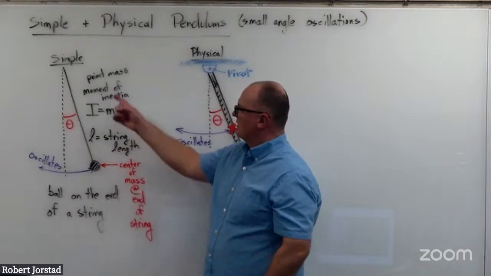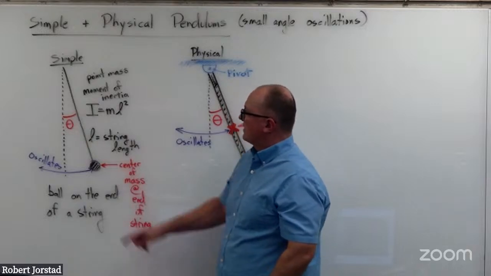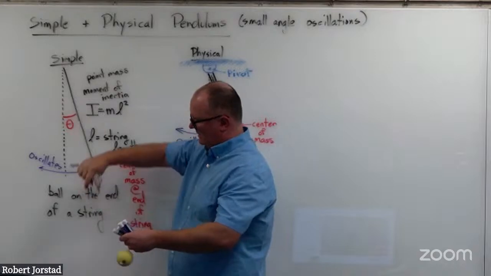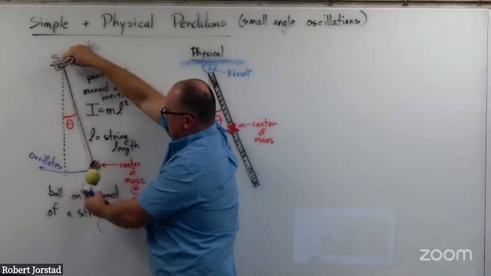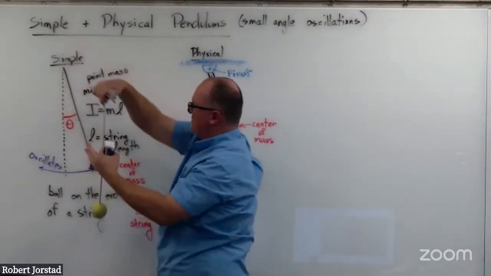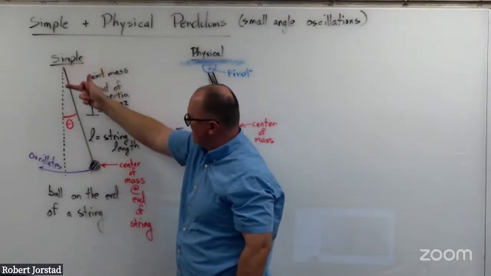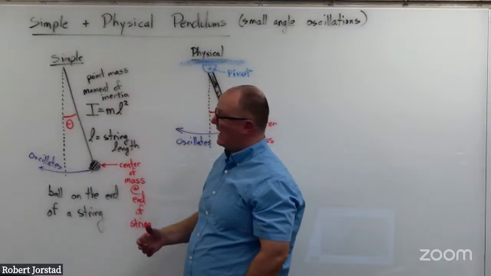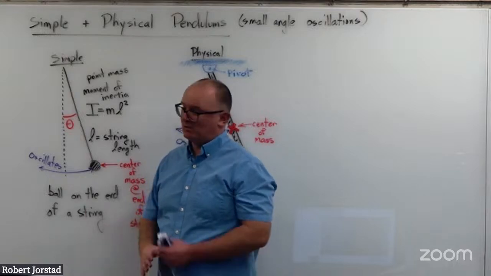Now you can see here I've written something, the point mass moment of inertia. If you think of this top point as a pivot, wherever I'm holding the string here, as this oscillates, my thumb essentially is the pivot point. Script L here is the length from the pivot point to the point mass. And the moment of inertia of a point mass is mass times distance squared from the pivot point.